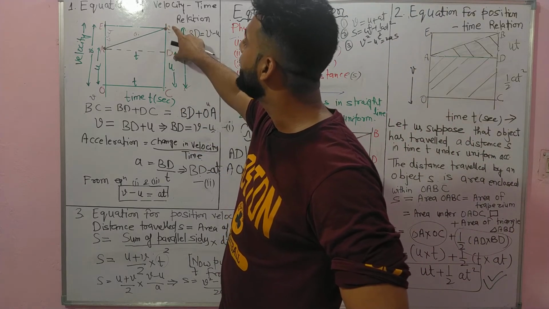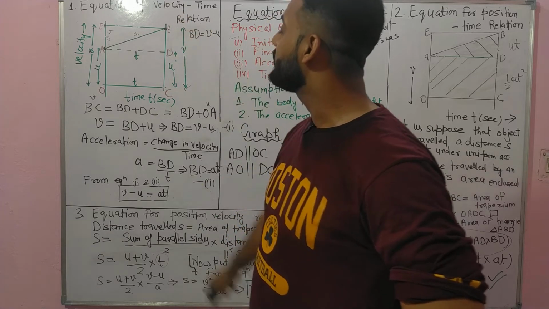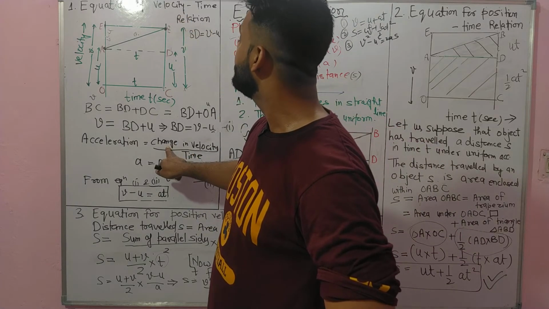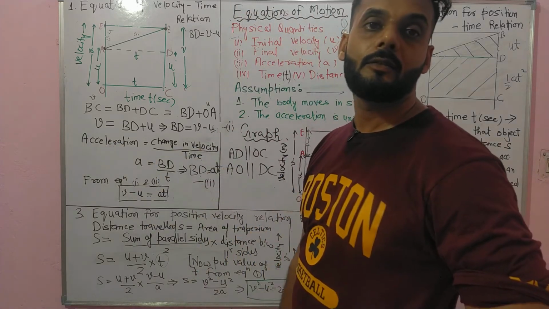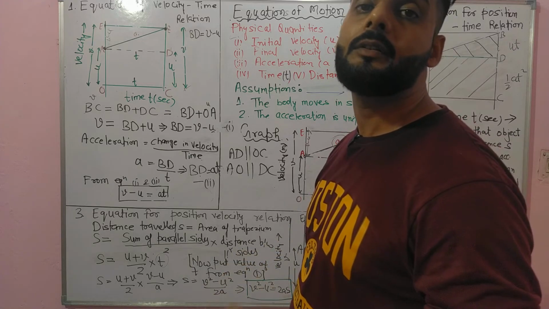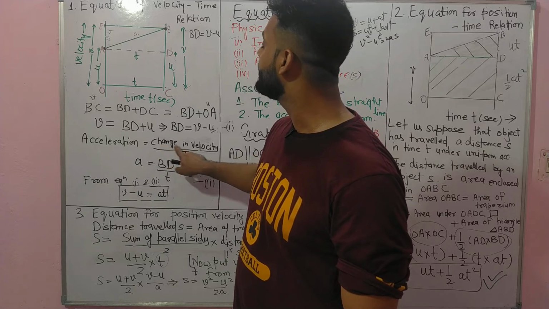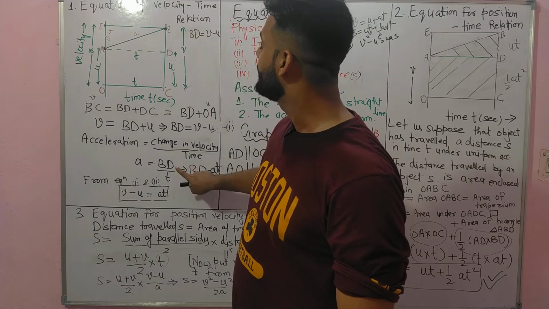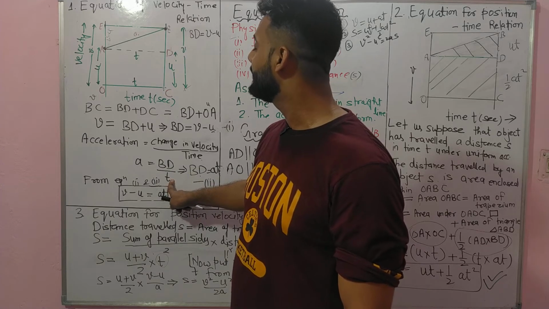I told you BD is the change in velocity. Change in velocity, this is BD. So we will use the formula of acceleration. What is acceleration? Acceleration is simply change in velocity upon time. What is change in velocity here? BD. So we will put BD and the time t.